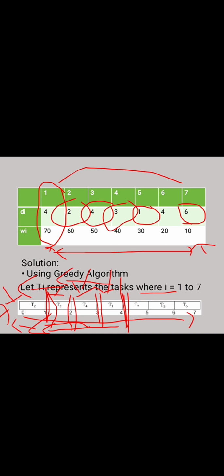So task 5 cannot be performed on time. And next task is task 6, which has 4 due time. So we look at this 4 and then look backwards. So all the cells were already occupied. So task 6 cannot be performed on time.